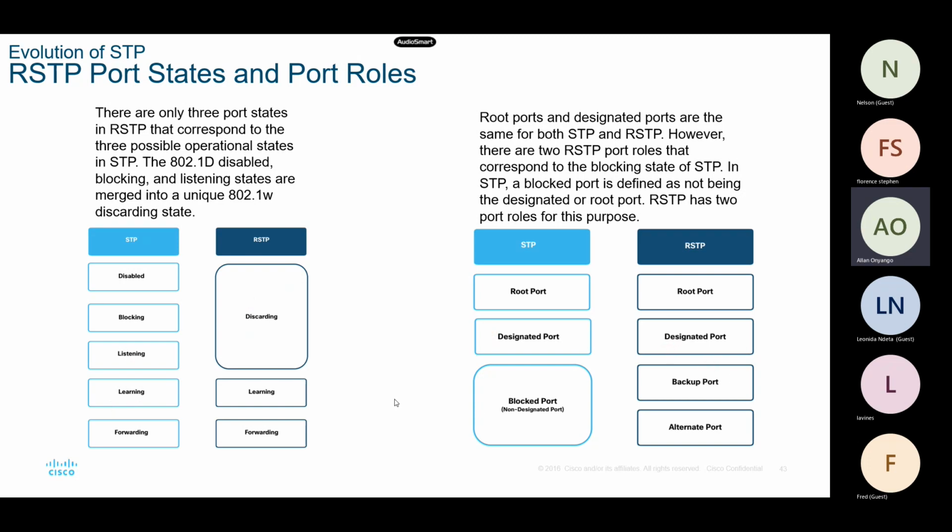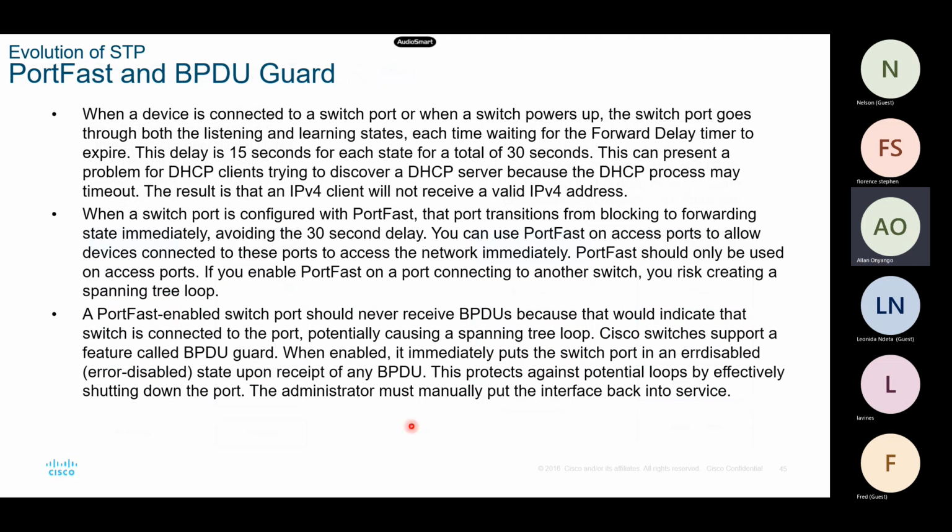Talking about the port roles now, which we have talked about already. STP had the root port, the designated port, and the blocked port, which we are calling the non-designated port. While RSTP still had the root port, the designated port, and the alternate port, but it also had something called a backup port. All these details you will learn in CCNP. They are beyond the scope of this course, and that's why we do not cover so much of it here.